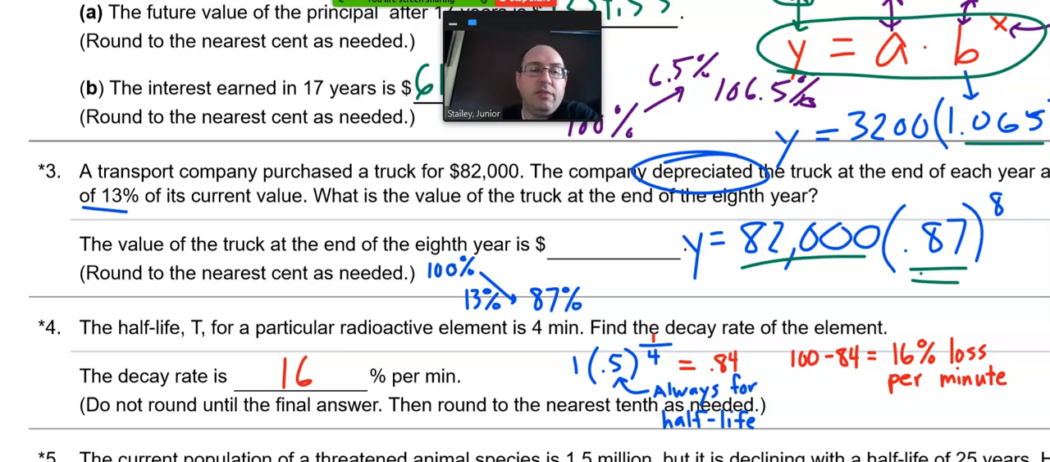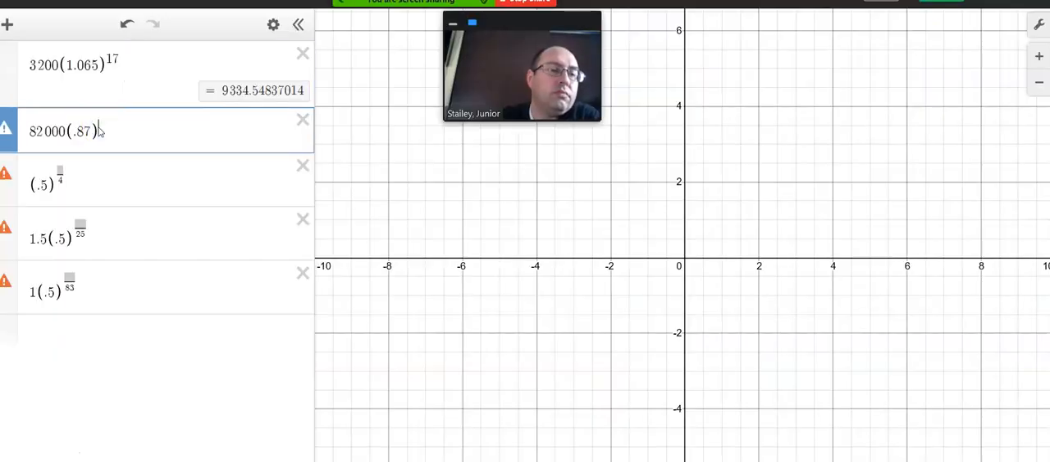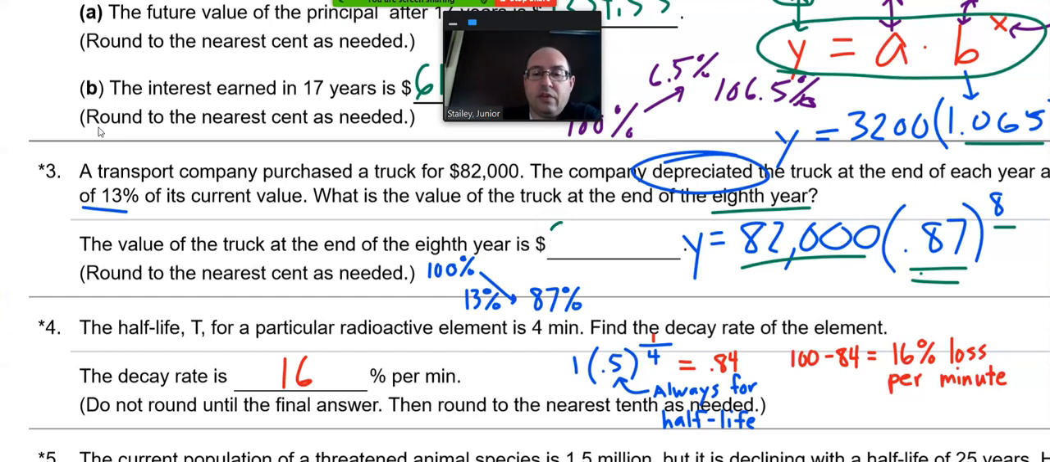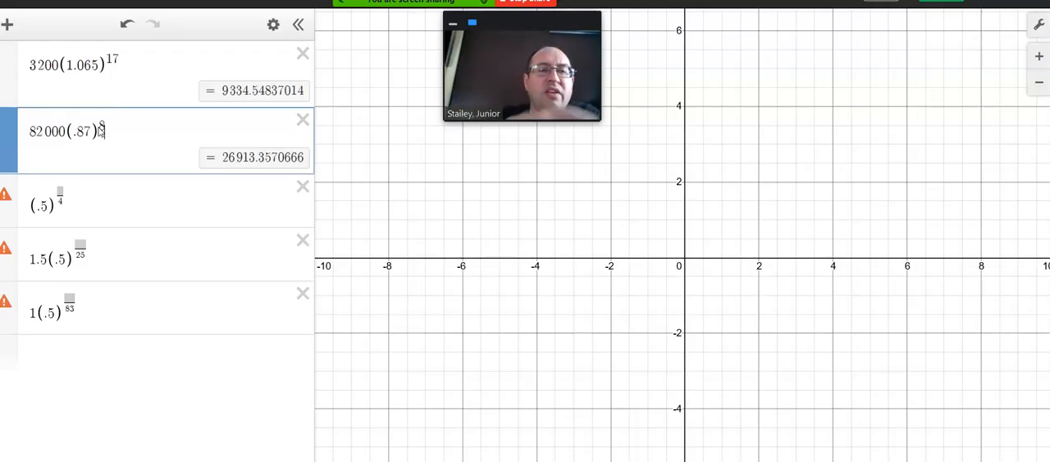And we know that we're talking about the 8th year, so that's why I put an 8 up here. Let's go find out what it is. So 82,000 times 0.87 to the 8th power is 26,913 and 36 cents.